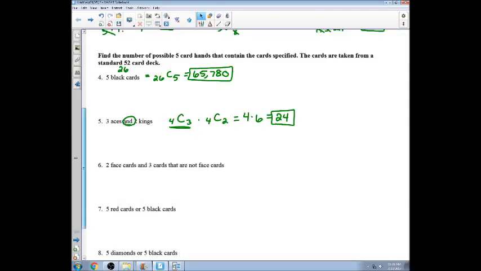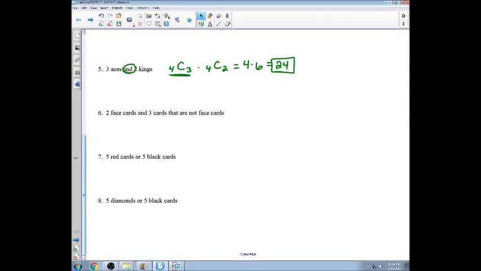On to 2 face cards and 3 cards that are not face cards. Face cards, there's only 3 types of face cards in a deck. There are jacks, queens, and kings. I told you that every type of card has 4, so 4 times 3 would get me 12 face cards. There are 52 cards in a deck. So the next part is asking me for 3 cards that are not face cards. So I'm going to take 52 minus the 12 will get me the 40 cards that are left over. So my first combination is going to be 12.